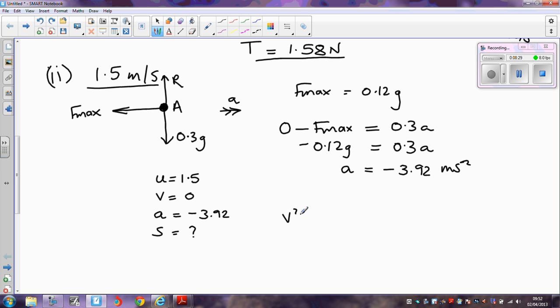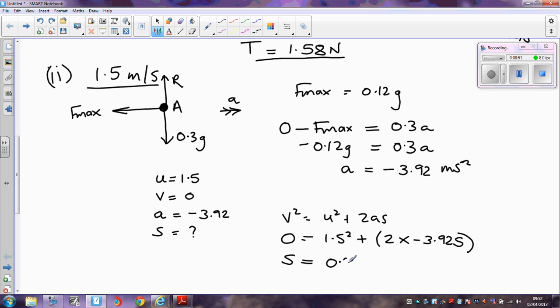So I'm going to use v squared equals u squared plus 2as. So from that, 0 is equal to 1.5 squared plus 2 times minus 3.92 s. And if we work that lot out, s comes out as 0.2869. So s is 0.287 meters to 3 significant figures.